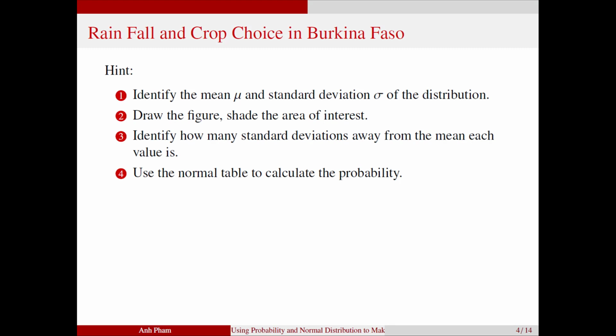The steps to go over this type of problem are: first, identify the mean and the standard deviation sigma of the distribution. Second, draw the distribution and shade the area of interest. Third, identify how many standard deviations away from the mean each value is. And fourth, use a normal table to calculate the probability. You can pause the video and think about it for a moment.